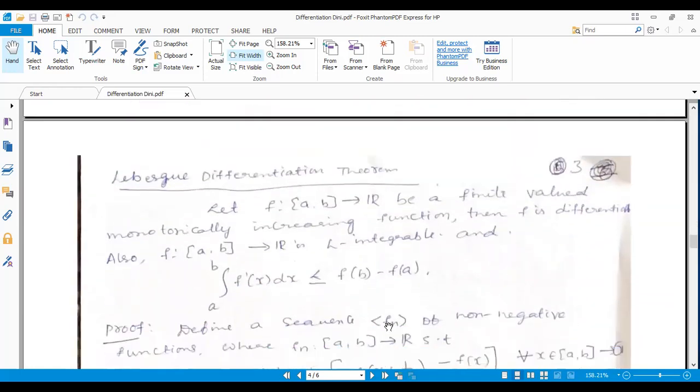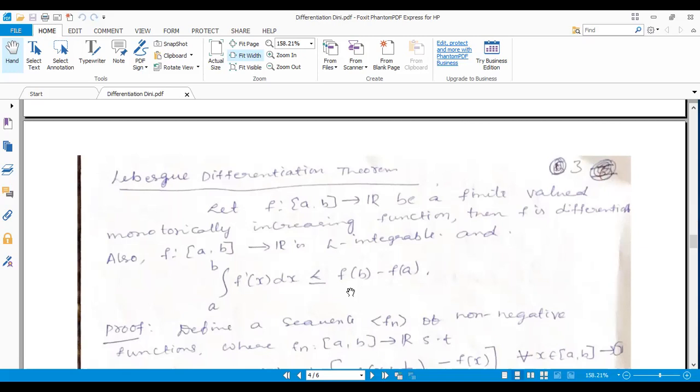Now we move on to an important theorem, that is the Lebesgue differentiation theorem. Let f be a mapping from the closed interval [a, b] to R, a finite valued monotonically increasing function. Then f is differentiable. Also, f' is Lebesgue integrable, and this condition holds: the integral from a to b of f'(x) dx is less than or equal to f(b) minus f(a).